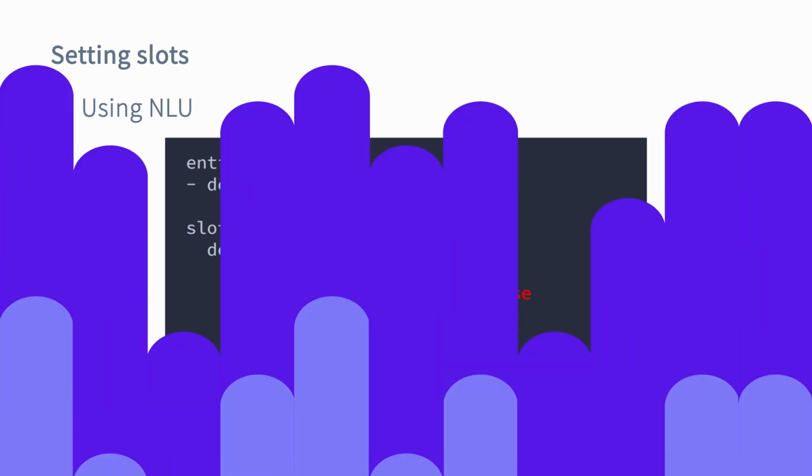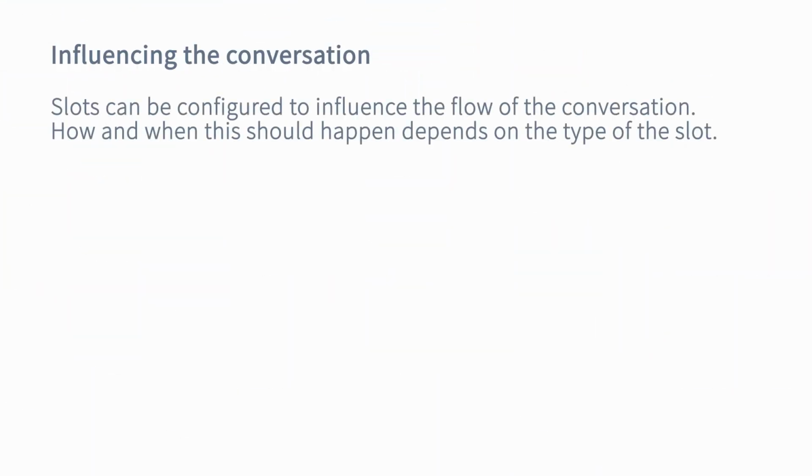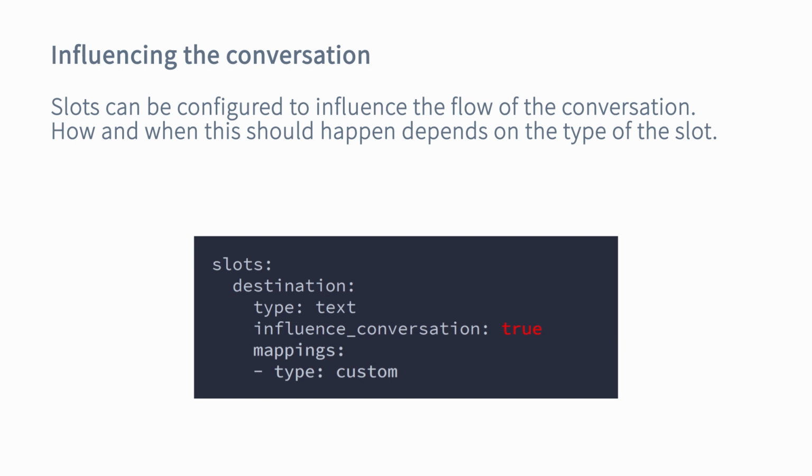In addition to just storing the pieces of information, slots can be used to influence the flow of the conversation. It's an extremely important and powerful feature of slots in Rasa. You can define this behavior by configuring the flag influence conversation in your slot configuration. The way slots influence the conversation highly depends on the type of the slot, and we will talk about those details a little bit later in this episode.